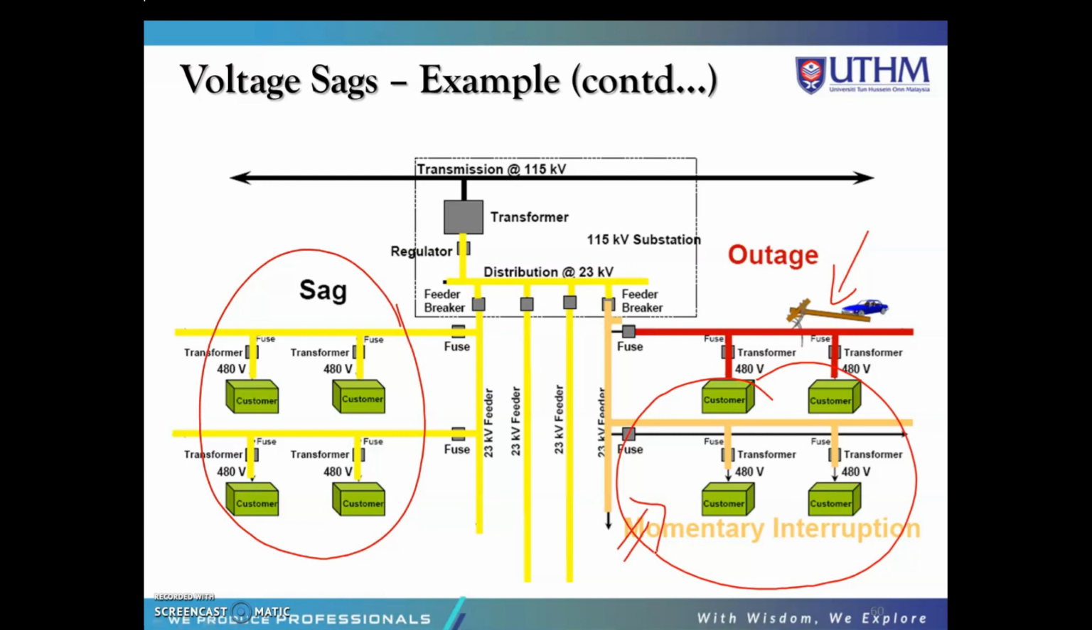While on the other side, these two parallel feeders will experience a voltage sag until the protective device clears the fault. So that is the difference between the interruption and the voltage sag.